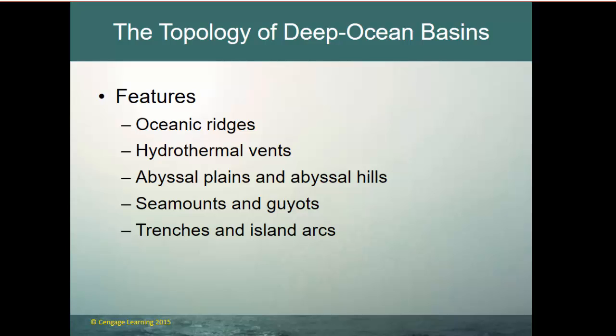All right, so we've talked a lot about the continental margins, the continental slopes, and the rises, and now we want to talk a little bit about the deep ocean basins. So the features of the deep ocean basins: we talked with plate tectonics about the oceanic ridges. There's also the abyssal plain between the ridge and the continents, and abyssal hills. And then in addition to that, there are seamounts and volcanoes, and these things called guyots. There's trenches and island arcs, and there's hydrothermal vents.